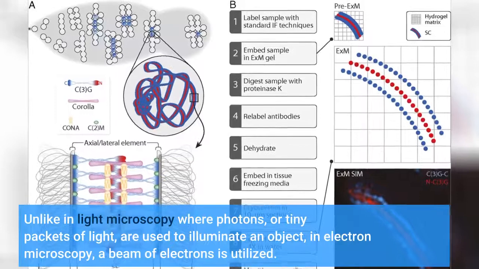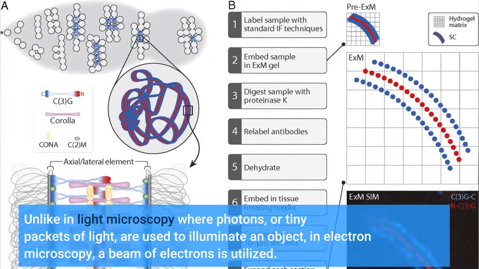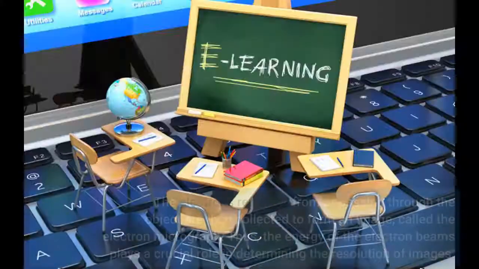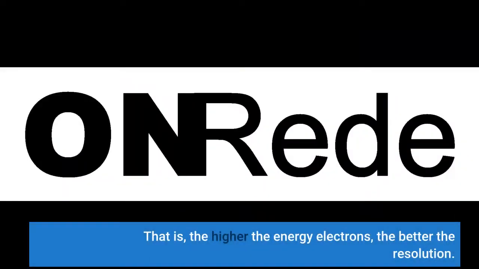Unlike in light microscopy where photons, or tiny packets of light, are used to illuminate an object, in electron microscopy, a beam of electrons is utilized. The electrons reflected from or passing through the object are then collected to form an image, called the electron micrograph. Thus, the energy of the electron beams plays a crucial role in determining the resolution of images. That is, the higher the energy electrons, the better the resolution.